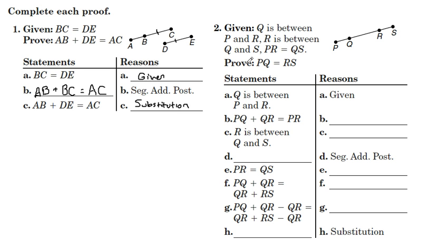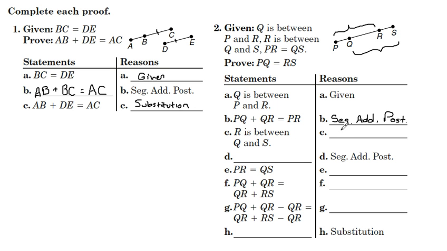Okay, then number two. Given Q is between P and R, and R is between Q and S, PR is equal to QS. So this segment right here is equal to this segment right here, and that's what we have when we are given that. Q is between P and R, as it says in the first statement, that is given. And then we say PQ plus QR equals PR, and that is the segment addition postulate again. Think of the segment addition postulate as a little piece plus another little piece equals the big piece. That's what we're talking about up here.